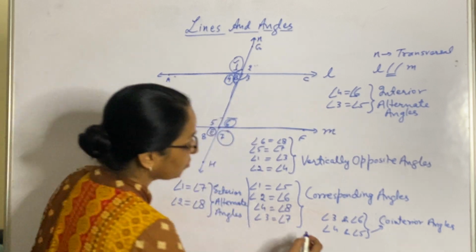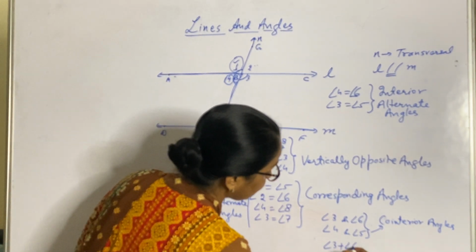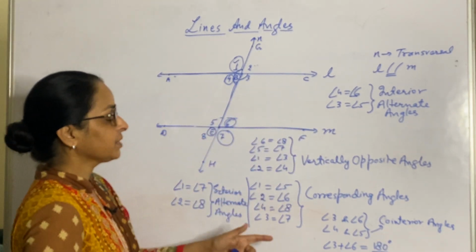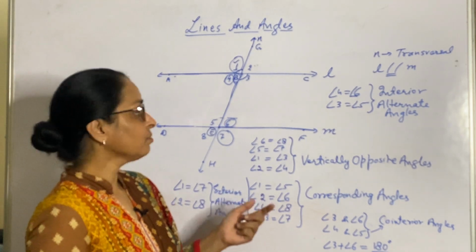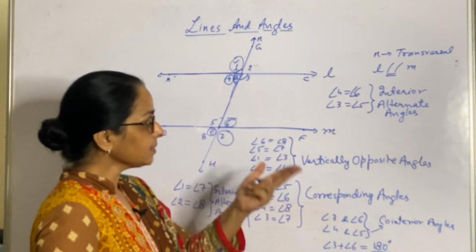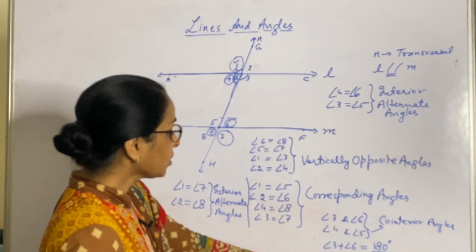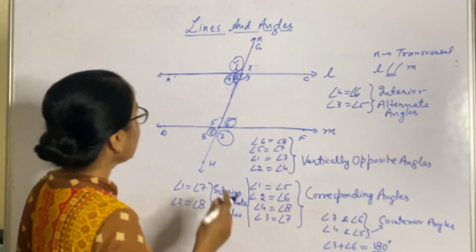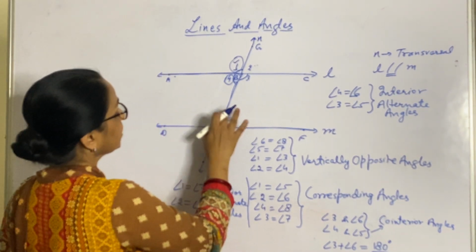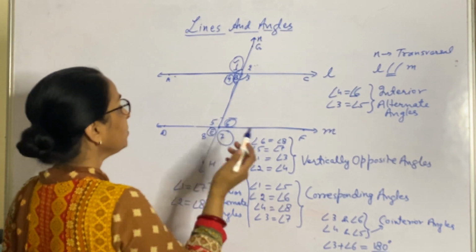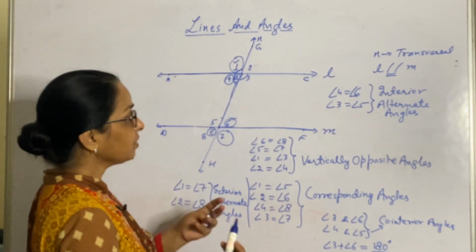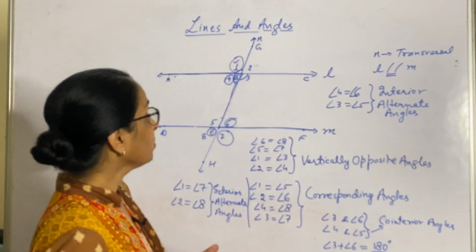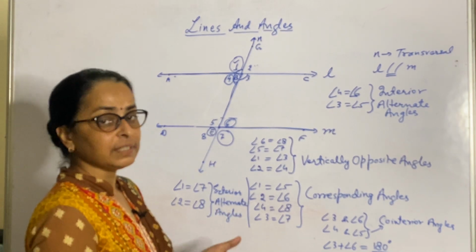And the sum of co-interior angles is always equal to 180 degrees. So we should remember that, because we will get a lot of problems in which we need to use all these properties. Okay, so the sum of co-interior angles is always 180 degrees. Now, you will have questions like this: one angle will be given to you and you will be asked to find the rest of the angles. So how will we do it? It's very simple. Let us take an example and do it.